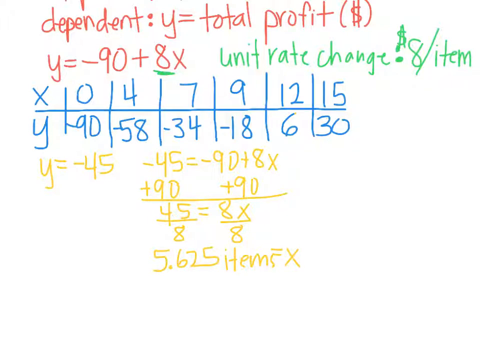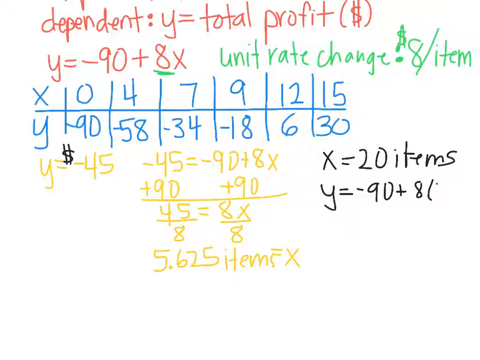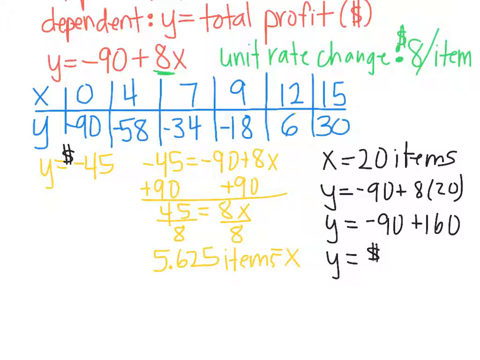Or, we could say, well, how much money will she have made when she sells 20 items? Well, this time they've given us an x value. It might have helped us over here to put a dollar sign on that, and that would have helped us know to put it in place of the y. And now we just do y equals negative 90 plus 8 times 20, so 160. So we take 90 away from 160, and that should be 70. So she'll have made $70 profit.